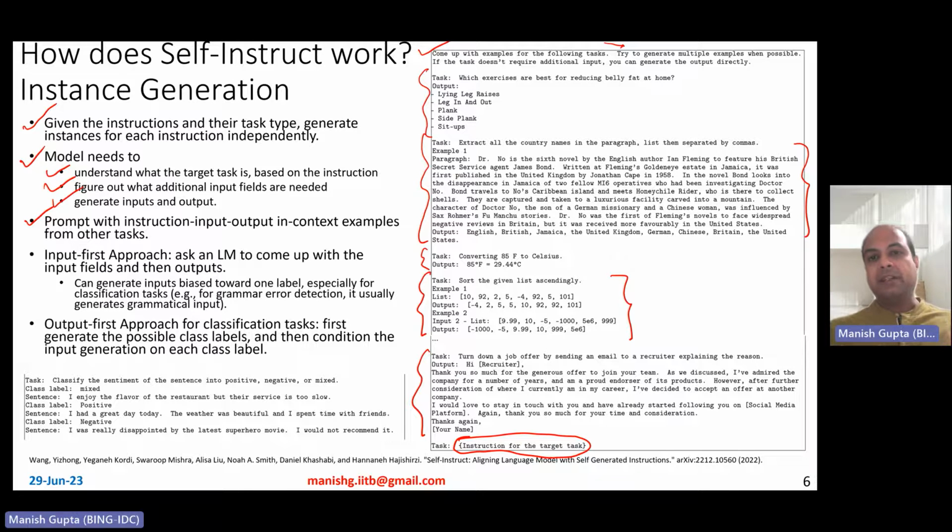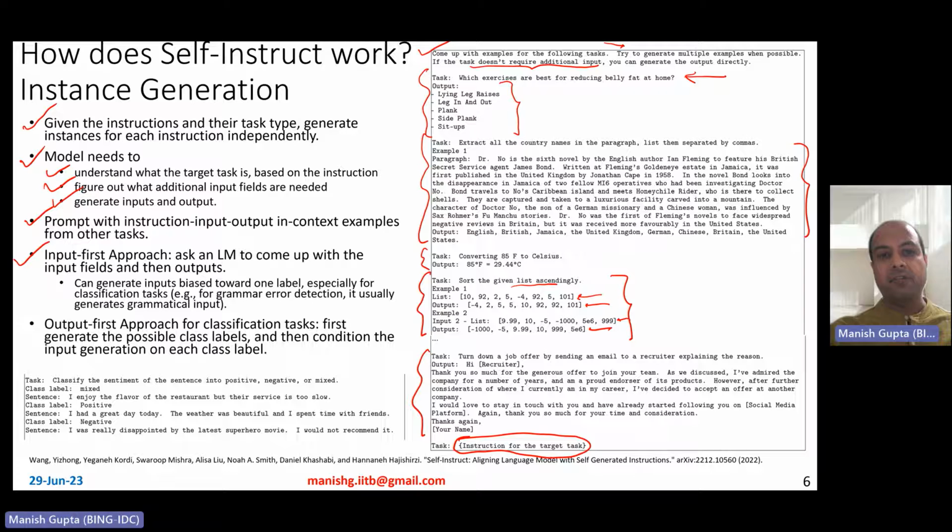Now, in some cases, the task may not require additional input, in which case you can generate the output directly. For example, this one, which exercises are best for reducing belly fat at home. You don't really require any input, and therefore the output is directly generated. However, there could be other tasks. For example, this one, sort the given list ascendingly. In this example, you require an input and then you have an output. So some tasks require input and then the input should be provided. If tasks don't require input, the output can be provided directly. Now, this kind of approach is called the input-first approach.